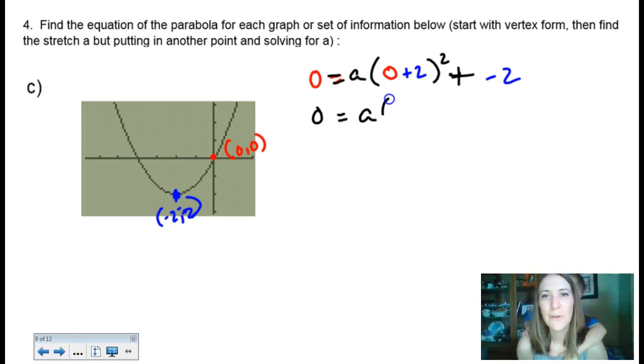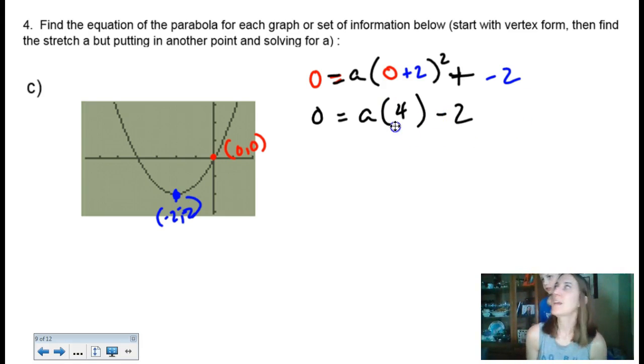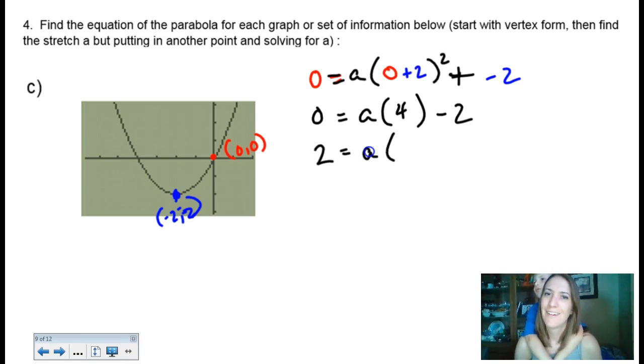All right, 2 squared is 4. Hey, Logan, what's 0 plus 2? I don't know. Oh, think about that. That's too easy. What's 0 plus 2?